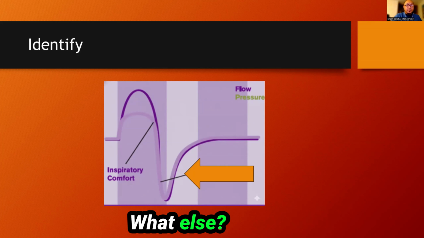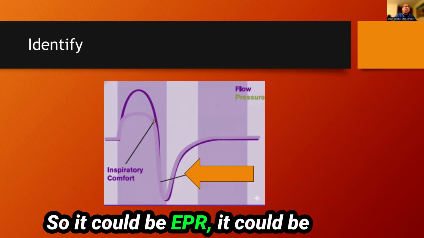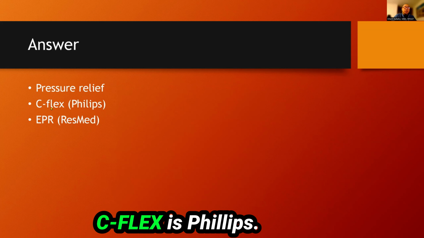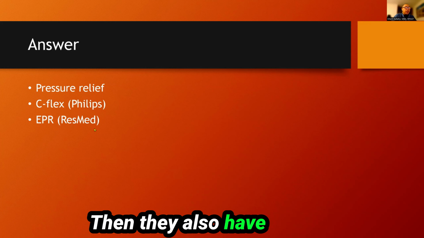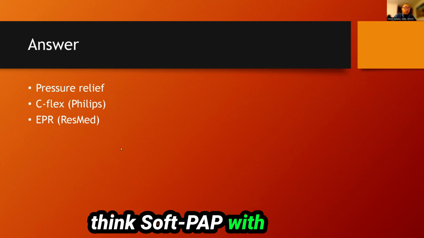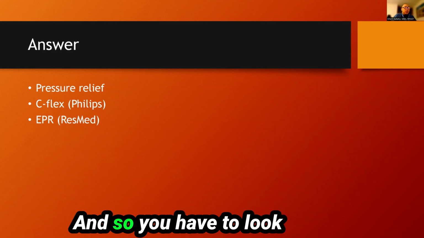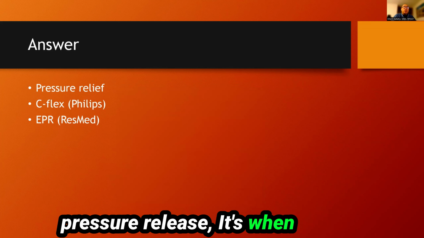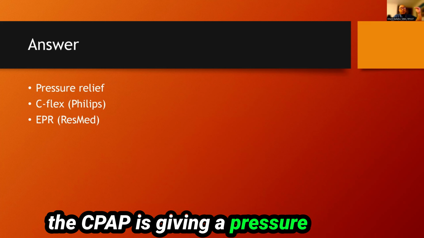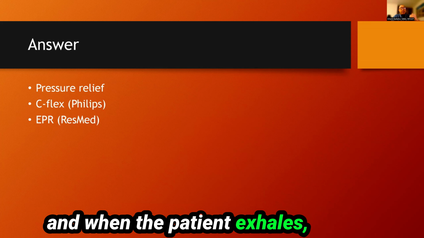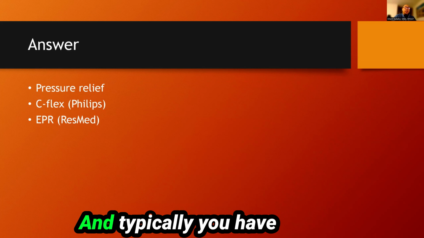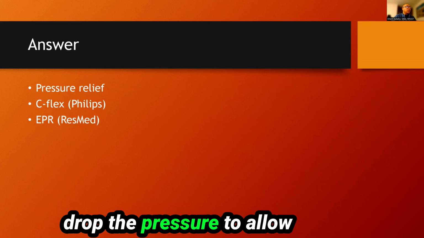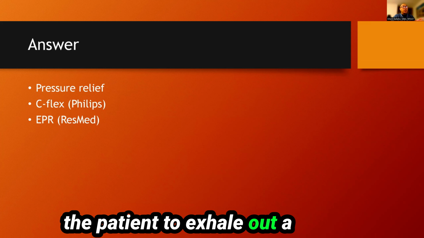EPR, what else? So it could be EPR, it could also be C-Flex, because when you say EPR, that's ResMed. C-Flex is Philips. Then they also have SoftPAP with Fisher and Paykel. And so you have to look for that pressure relief or pressure release. It's when the CPAP is giving a pressure, and when the patient exhales, it drops the pressure slightly. Typically you have a setting of 1, 2, or 3 to drop the pressure, to allow the patient to exhale a little bit more comfortably.